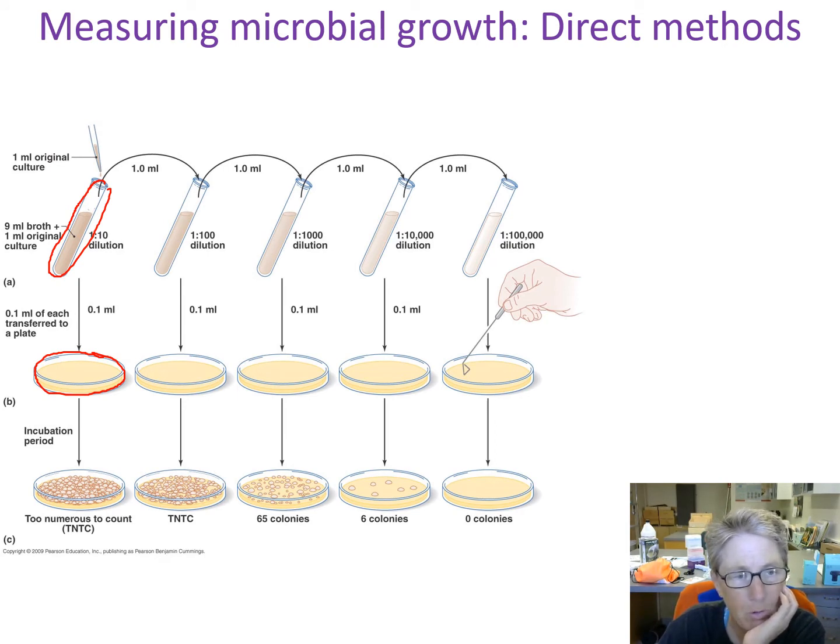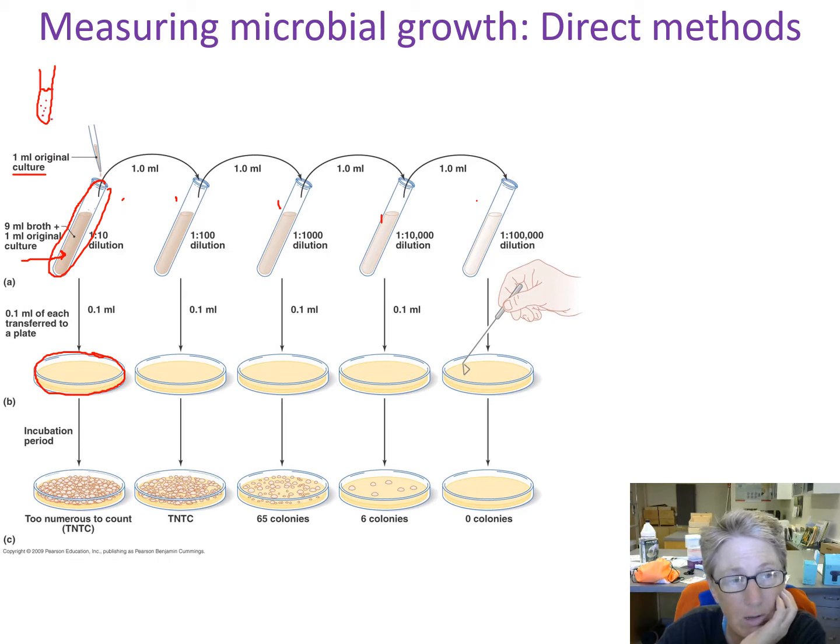But what you do is you fill, how many tubes do we have? 1, 2, 3, 4, 5. So you have 5 tubes, and you fill each one of those tubes with your broth. So this brown stuff is the broth. That's what your microbe of interest will need to survive. And then you take 1 ml of the original culture. So you've got your original culture tube up here that has not been diluted, and you vortex it.